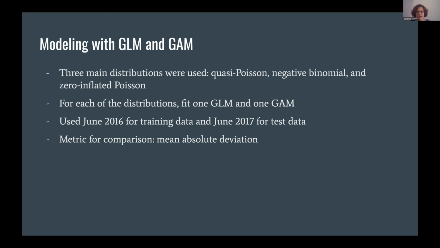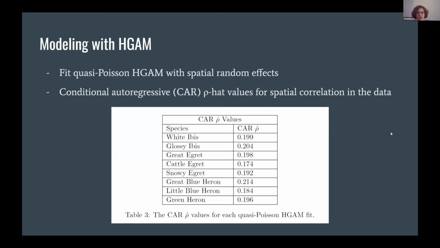And we used June 2016 data to fit these models, and then June 2017 data to evaluate their predictive performance using mean absolute deviation as our metric of comparison. And from this, we found the quasi-Poisson distribution to be the best of the three. And we did in fact see that the GAM technique had enough predictive improvement over the GLM technique to be worth its additional complexity.